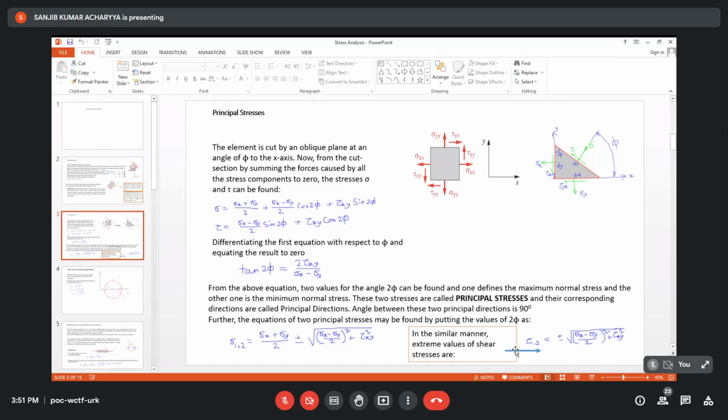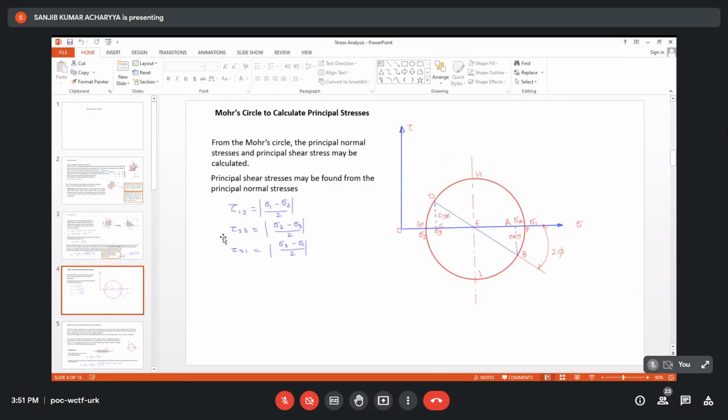We know these tau 1,2, tau 2,3, tau 3,1 are the extreme shear stress values, no? So if all the normal stresses and shear stresses are known, we can convert them into a single shear stress, which can be compared with the material's permissible shear stress, and the designer can decide whether it will fail or not. Am I right or not? Yes, sir. So what will be your viewpoint?